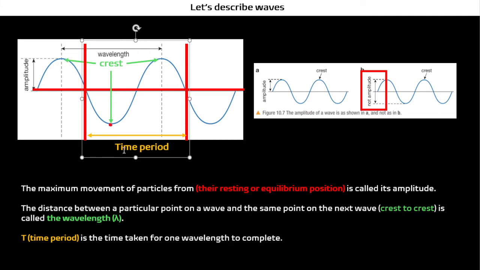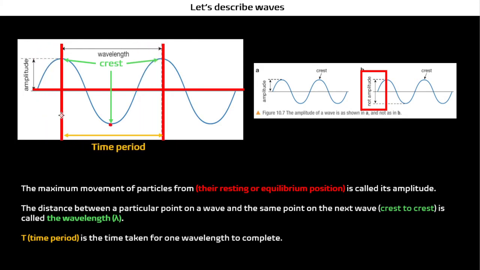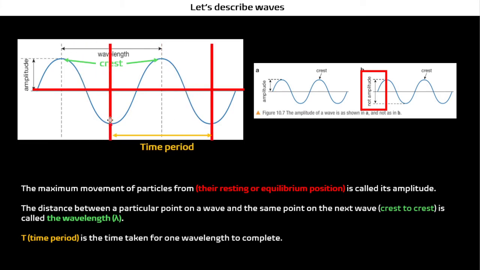Now the time period, or the T, is the time taken for one wavelength to complete or travel. For example, this is the time period. This is your time period as well. This is your time period as well, and this is your time period.